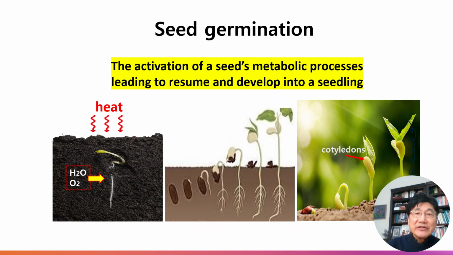Seed germination is the metabolic processes leading to resumed growth and development into a seedling. The nutrients needed for germination in the ground are supplied from the cotyledons, and when the sprouts rise above the ground, the newly formed leaves provide nutrients to the plant through photosynthesis.